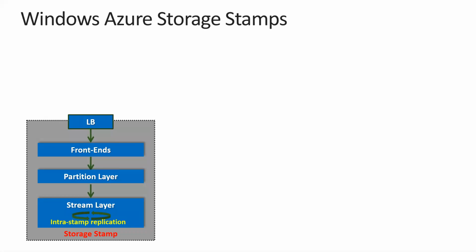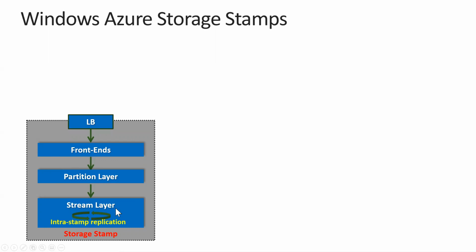So basically, we will see there are three main components of the system. The load balancer is a common thing which is part of all distributed systems. These three are the main layers: a front end layer, a partition layer, and a stream layer. The stream layer is actually storing the underlying bytes of data on the storage.